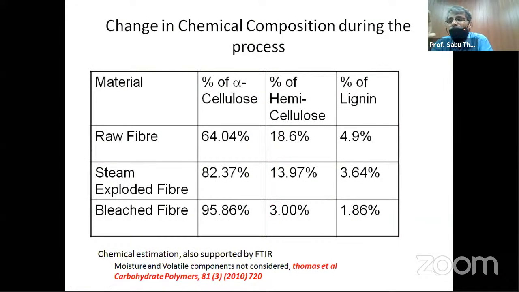I also wanted to show you the composition of this fiber. The waste that we get from the plantation, this is actually banana plantation. The amount of cellulose is 64%, hemicellulose is 18%, and lignin is 4.9%. When you do a steam explosion process, you increase the cellulose content. You wash away hemicellulose and lignin. After bleaching, look at this, we got almost 95% cellulose. We could remove lots of hemicellulose and lignin. In some cases, we could attain up to 99% cellulose. So we have a lot of expertise in doing this in our laboratory.